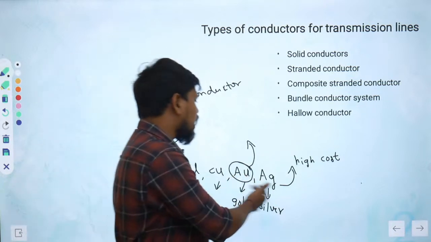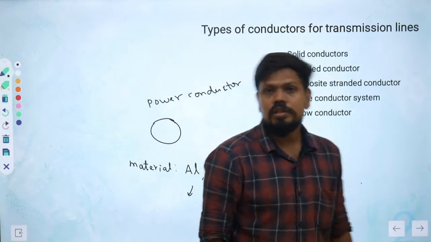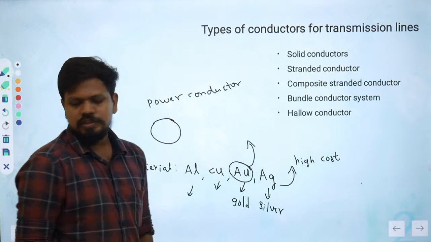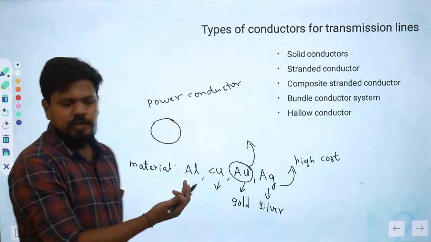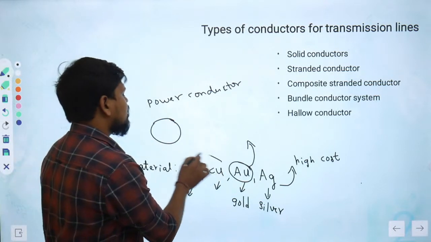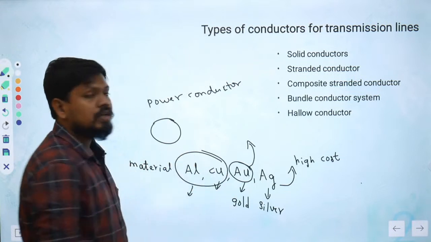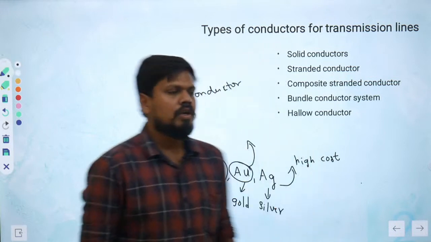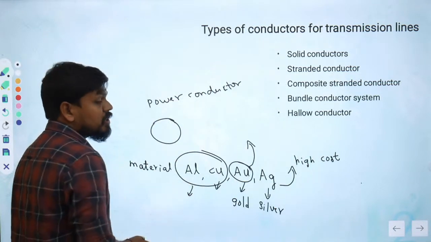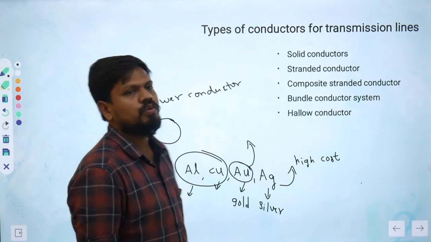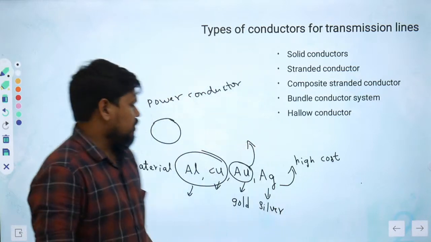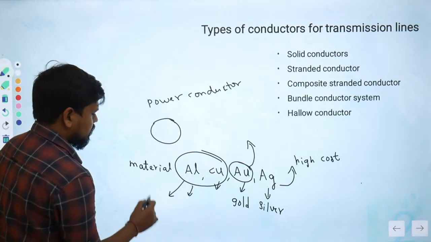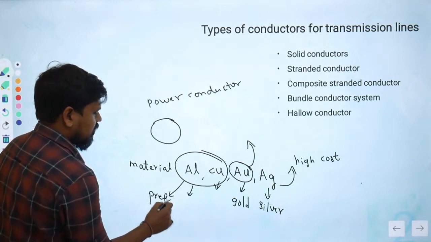Otherwise these are very good conductors, silver and gold. So we have eliminated these two options for the transmission lines. And what are the remaining options we have? That is aluminum and copper. What will be the preferred one for us? First we need to understand that. If you take these two, aluminum will be the preferred one.